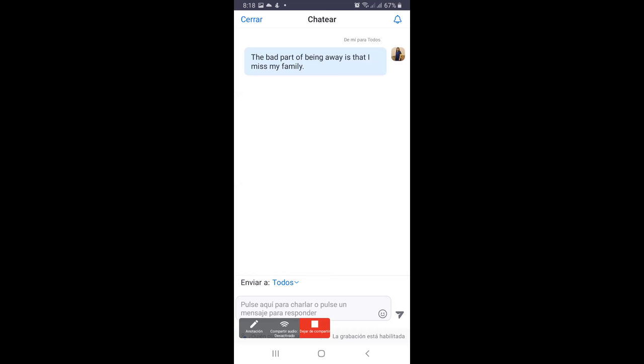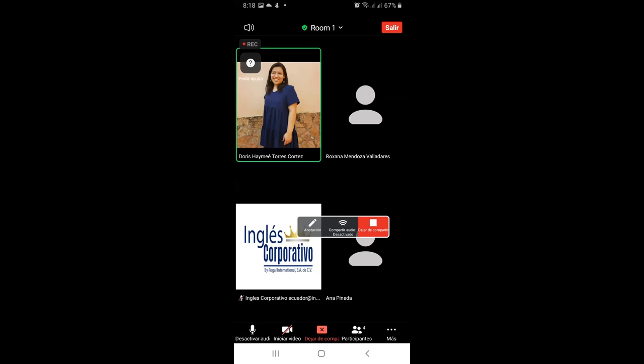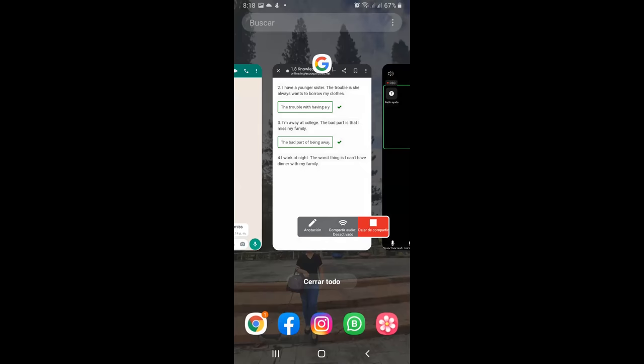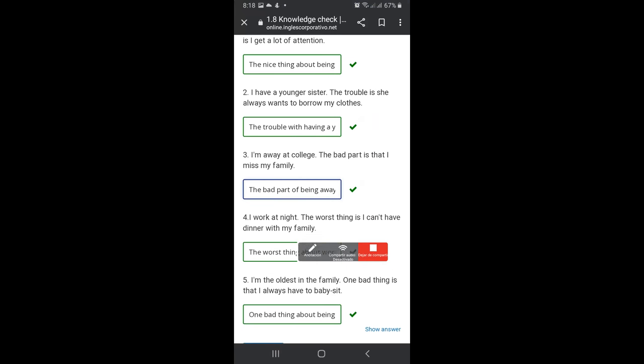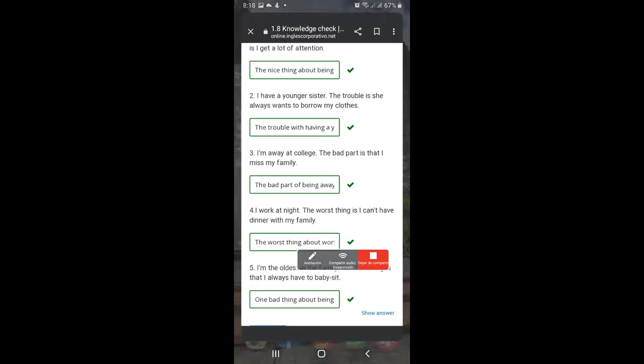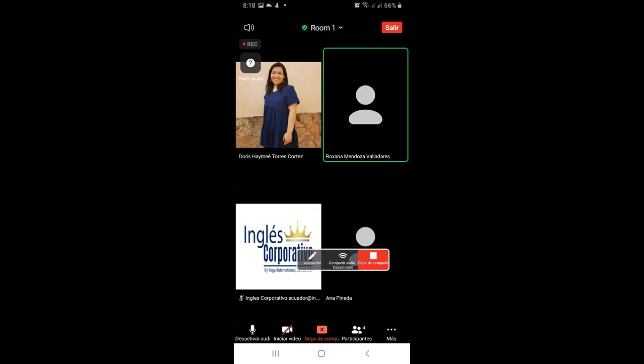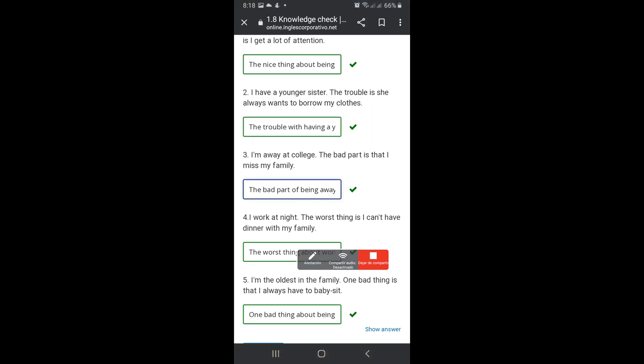Can you see the chat? Yeah. Okay. Oh, yeah, now it's correct. But my problem was one space in the center. Yes. Because I take out at college, but I had one space more. I don't know. But now it's correct.